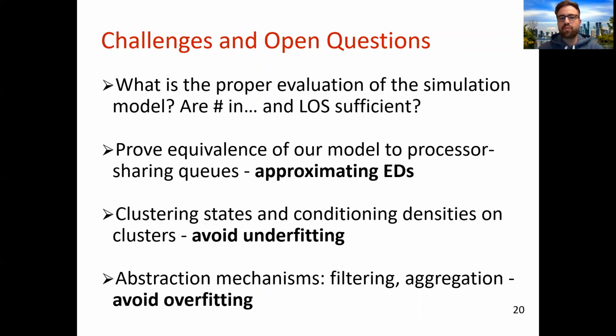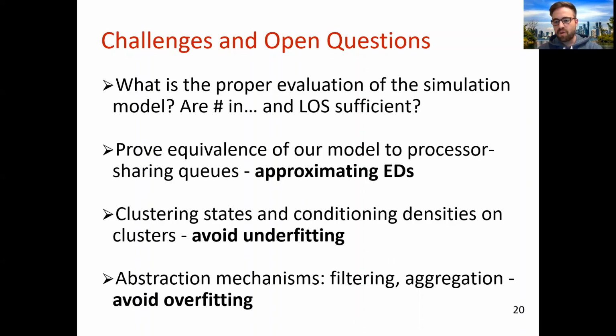The second thing is that we want to prove that our state-dependent activity networks are somewhat a good representation of the actual congestion that we see in the emergency department. And to this end, we're working on some theoretical equivalences between our model that we propose in the paper and processor sharing queues. In addition, to avoid underfitting and overfitting, we're doing clustering to avoid underfitting in situations where we don't have enough data. And we use all kinds of abstraction mechanisms to filter activities, filter parameters, and aggregate some activities together, essentially to reduce the number of parameters we're using in the mining process.